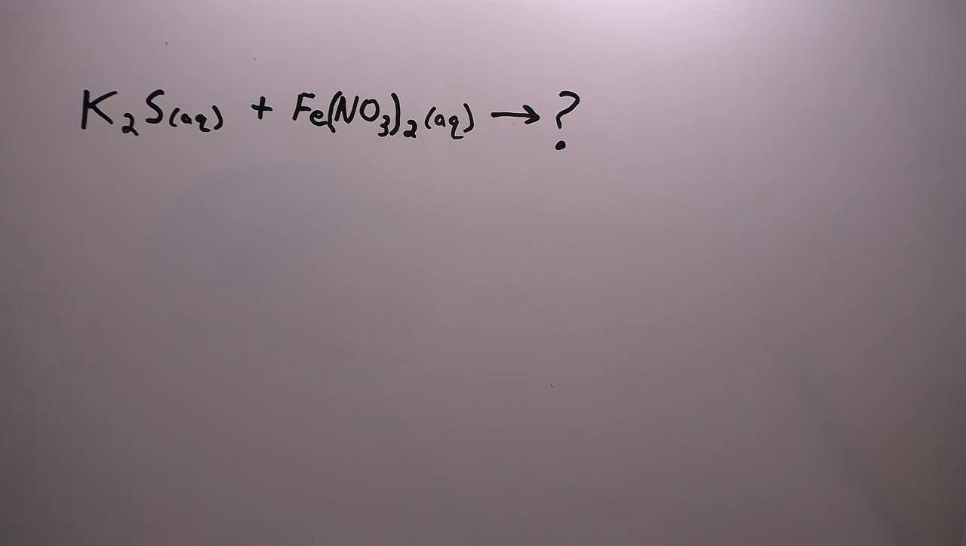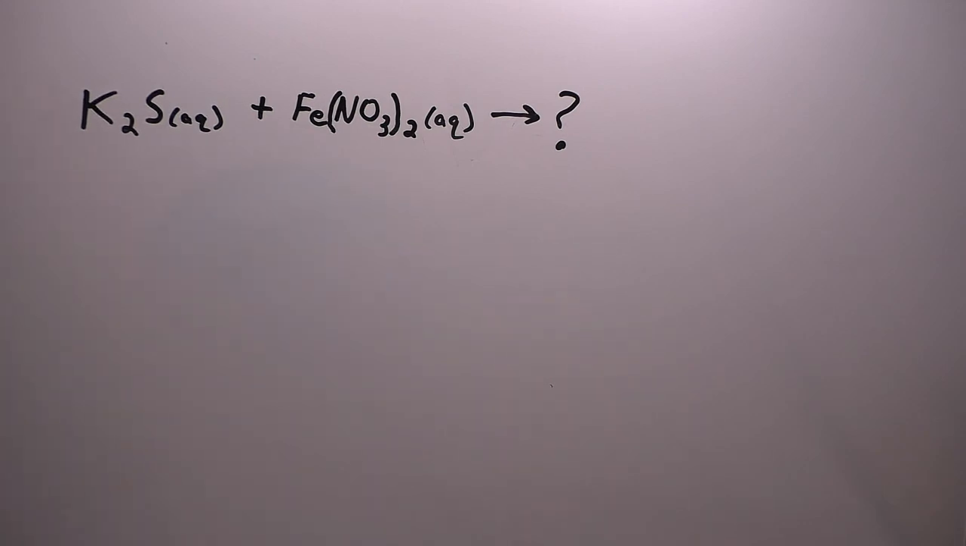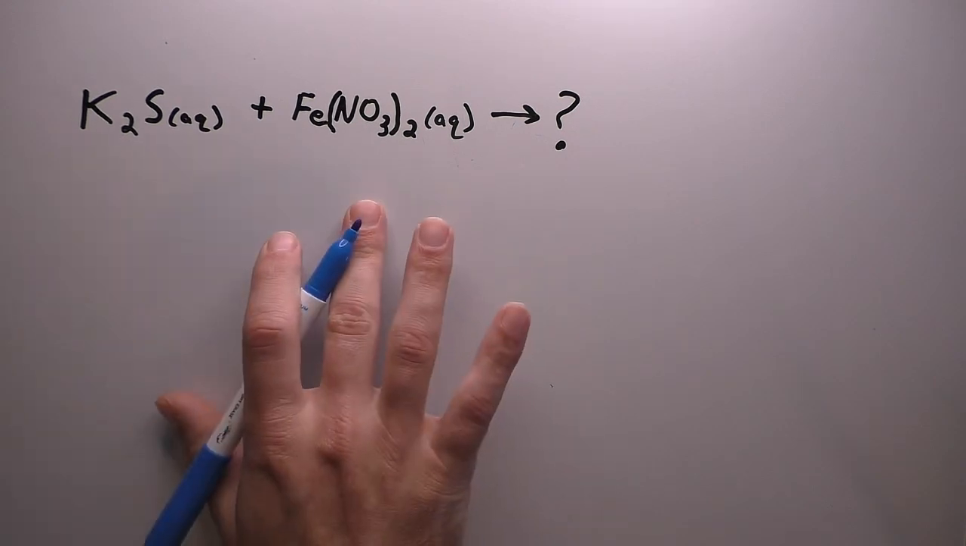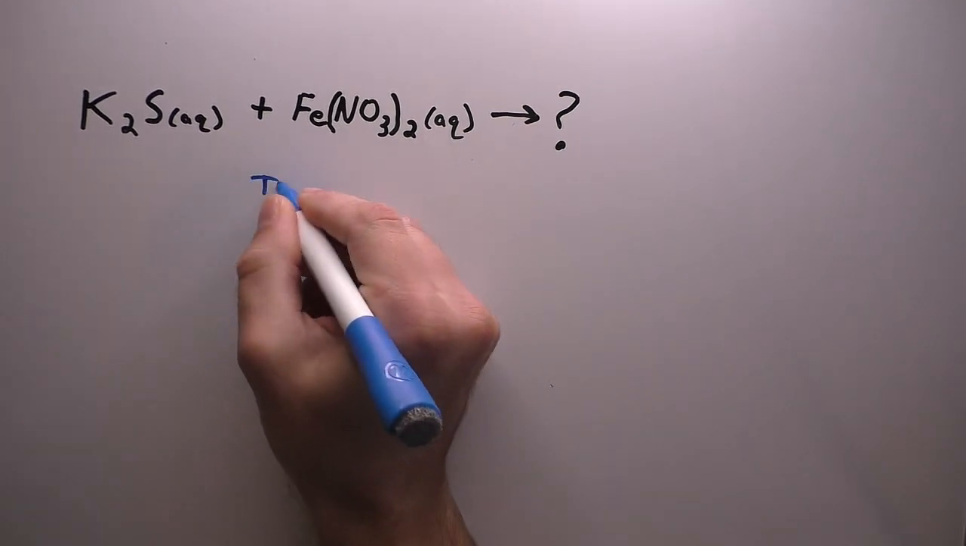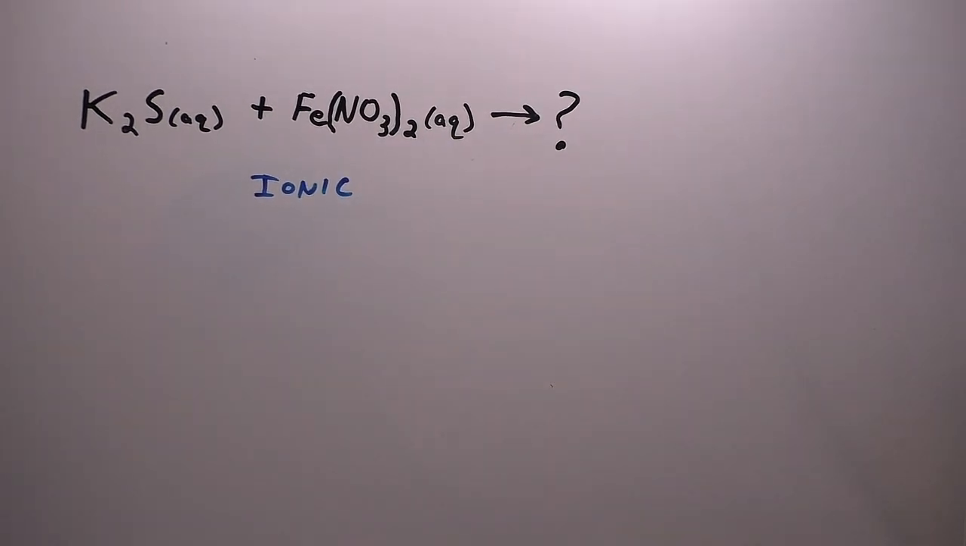So we'll start by identifying the type of reaction, and to identify the type of reaction we need to take a close look at these two compounds here. Right off the bat, it's immediately obvious to me that both of these compounds, the potassium sulfide and the ferrous nitrate, are both ionic compounds. And how did I know that?